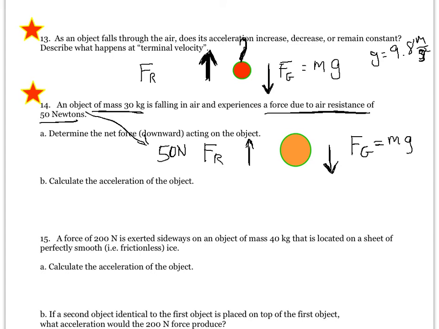But we can also figure out what the gravitational force is based on the fact that we know what g is and we know what mass is. Okay, and so by knowing what the mass is, we're going to put down 30 kilograms times 9.8 meters per second squared. So force of gravity is 294 newtons.